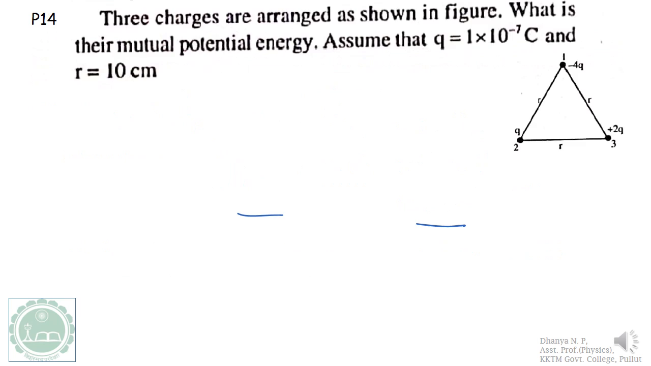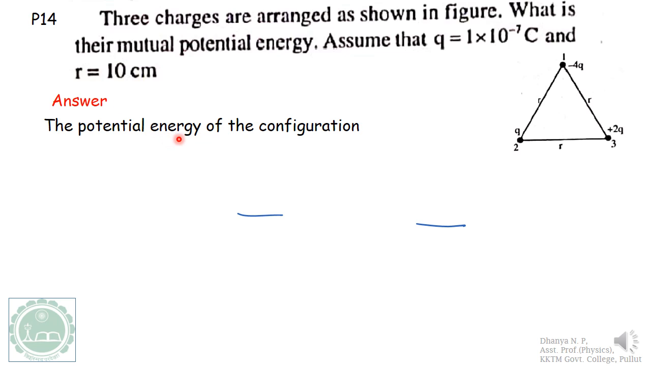The next problem: 3 charges are arranged as in the figure. It is Q, 2Q and 4Q at positions 1, 2, 3. They are at equal distance from each other. This is an equilateral triangle, with the sides of an equilateral triangle. Assume that Q is 1 into 10 raised to minus 9 C and R is equal to 10 centimeter.